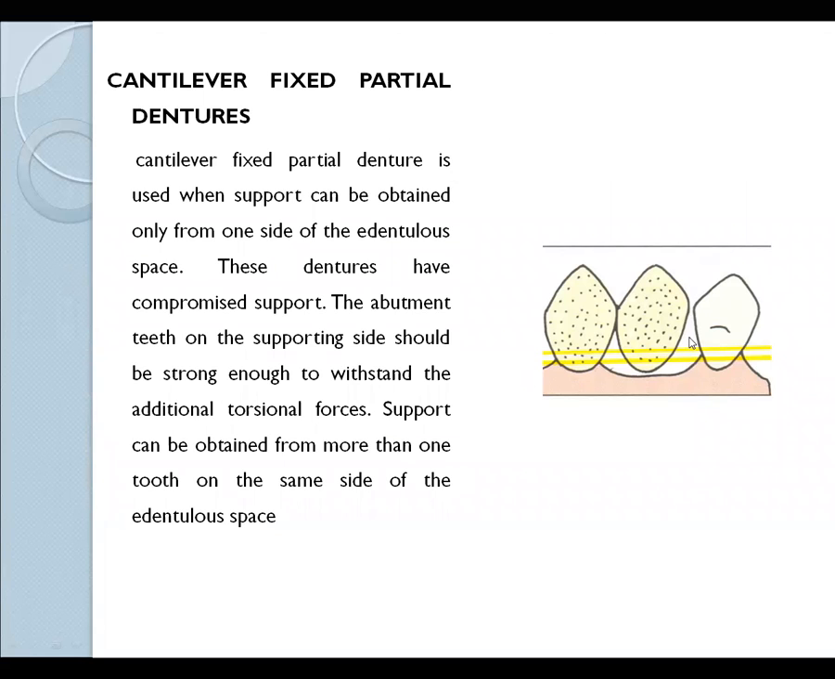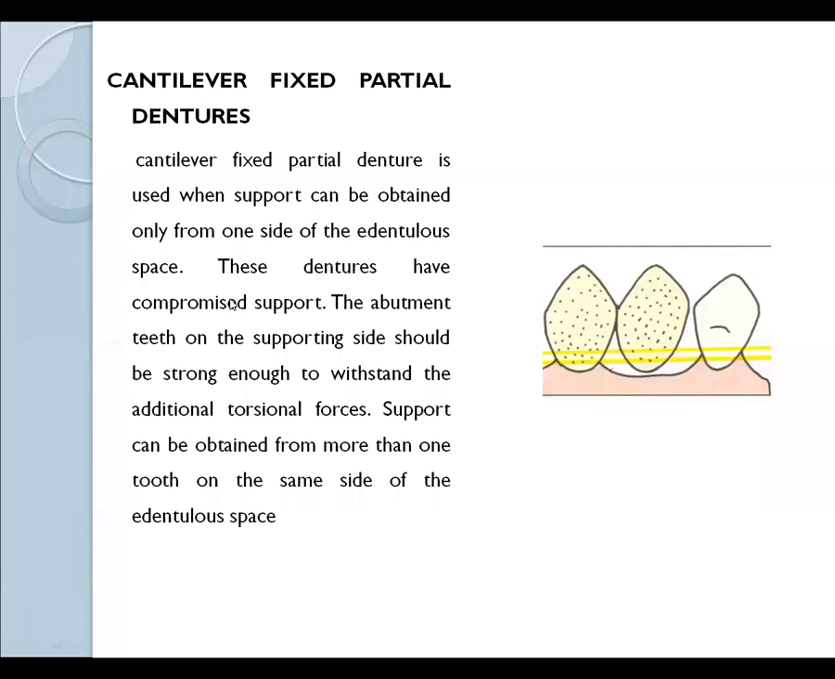In this picture, suppose this is the missing tooth, and we are planning for an FPD bridge. Here in conventional fixed partial denture, we are taking support from either abutment, from this side also, from this side also. But in cantilever fixed partial denture, we are taking support from only one side. That is, cantilever fixed partial denture is used when support can be obtained only from one side. This is an important sentence. Please note down. Support can be taken from only one side in cantilever fixed partial denture.